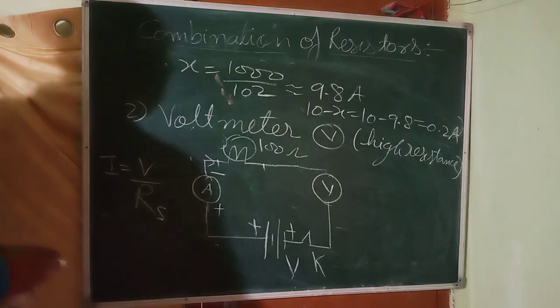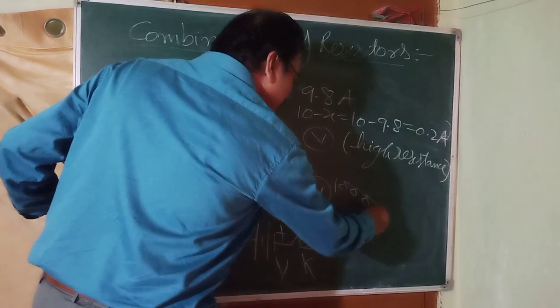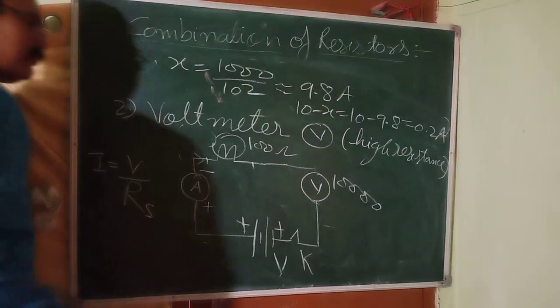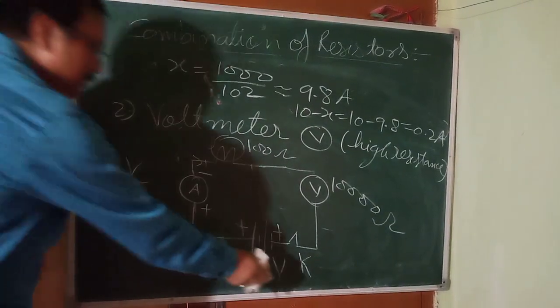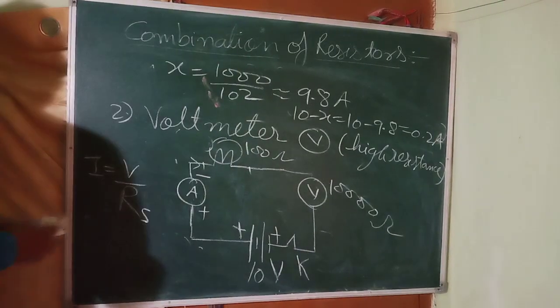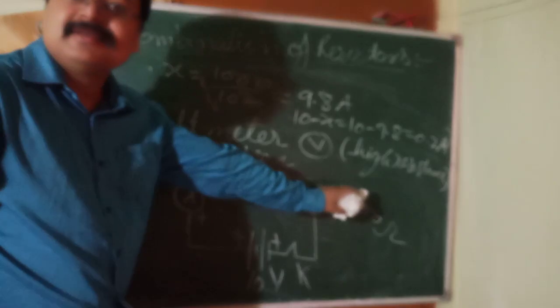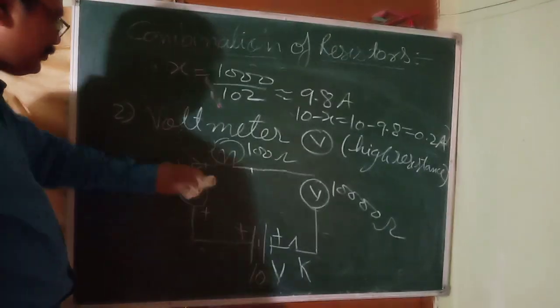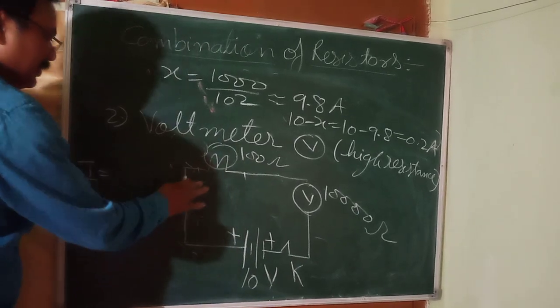For example, suppose the resistance of this is 10,000 ohm, and suppose the potential difference here is 10 volt. So what will be the current? See, when this voltmeter is not connected, what is the current? Suppose I am not considering the ammeter here. Let us remove this.